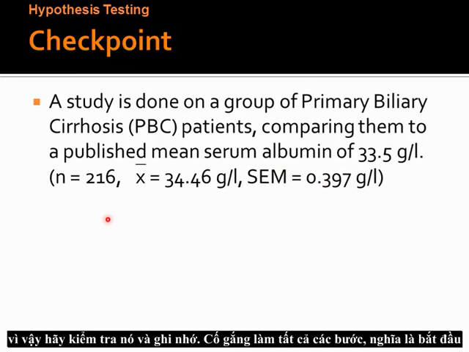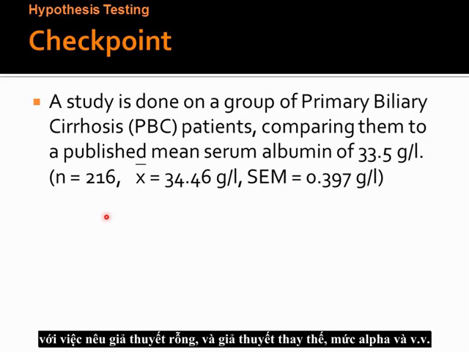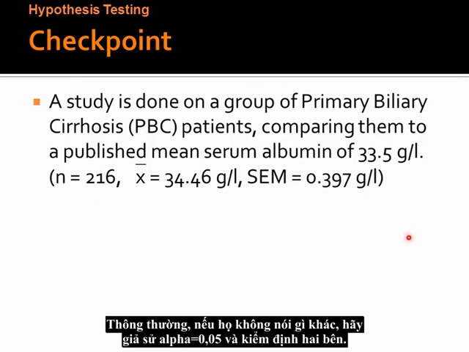So test it out, and keep in mind, try to do all the steps, meaning start off with setting out the null hypothesis, alternate hypothesis, alpha levels, and so on and so forth. Usually if they don't say anything else, assume alpha of 0.05 and two-tailed.